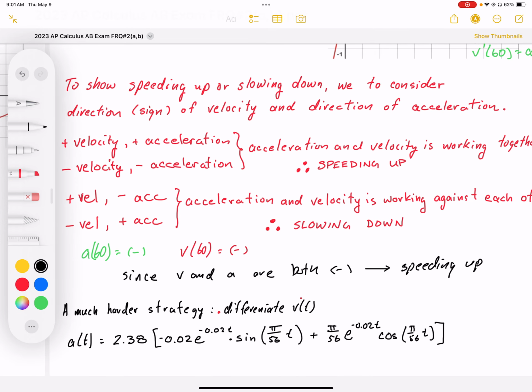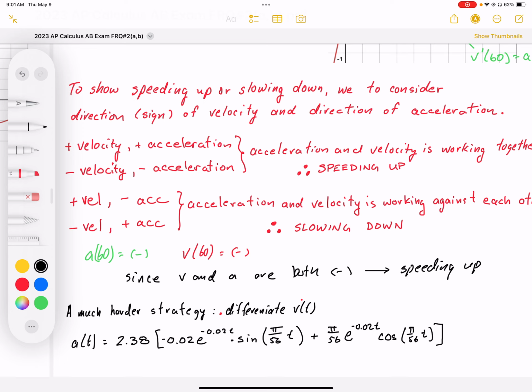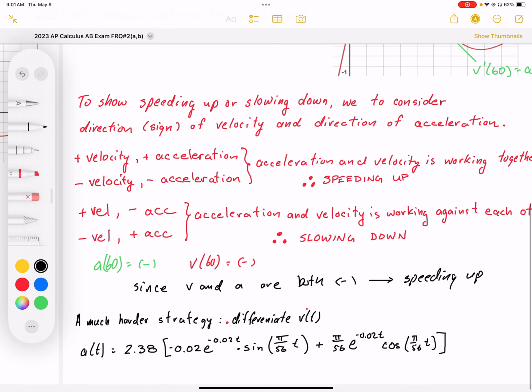Now, one last note about this problem is that there is another strategy, but it's much harder. We could differentiate to get the acceleration. So the derivative I've written down here, but again, this is a much harder strategy. This is unnecessary because this is a graphing calculator problem.